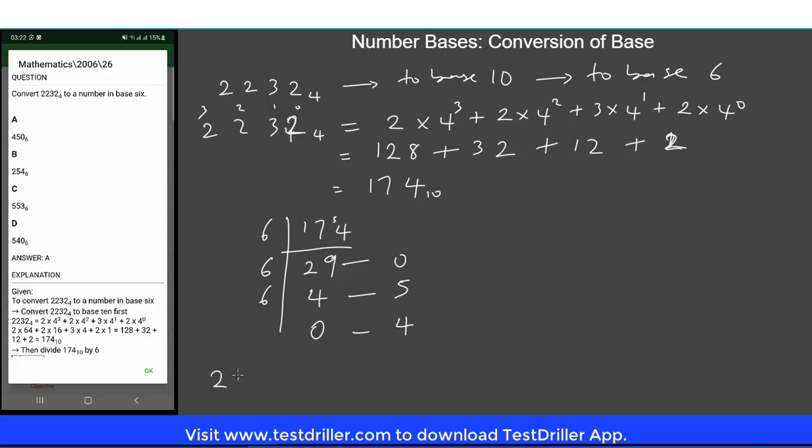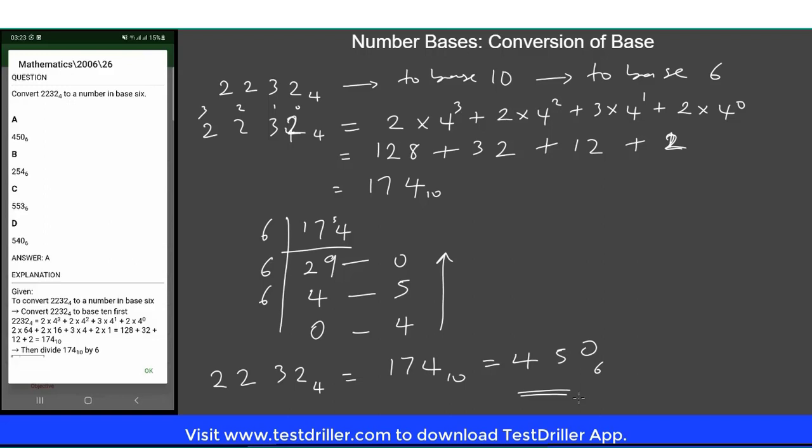So what then is the answer? The answer is 2232 in base 4 is equal to 174 in base 10, which is equal to 450 in base 6. So let's see what the right answer is. The right answer is option A, which is 450 in base 6. So this is basically how you convert from one base that is not base 10 to another base that is not base 10.